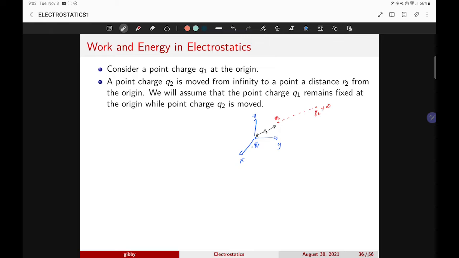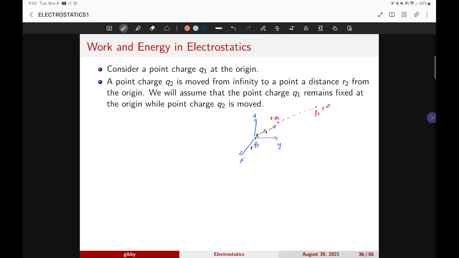Let's say this is positive, this is positive. And we know that two particles of the same charge sign repel. So there is a force actually exerted by charge Q1 onto charge Q2 as you try to move Q2 from infinity to a certain distance R sub 2. So what is the equation for that? What is the force exerted by Q1 onto charge Q2?